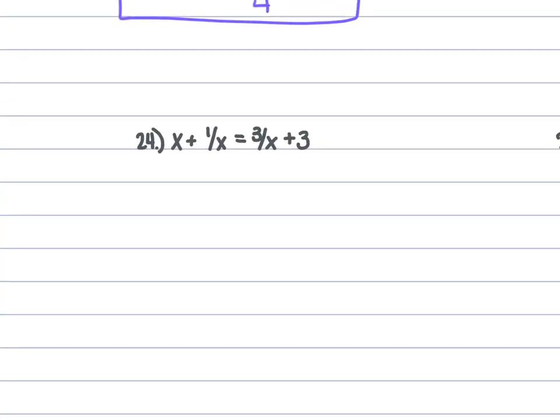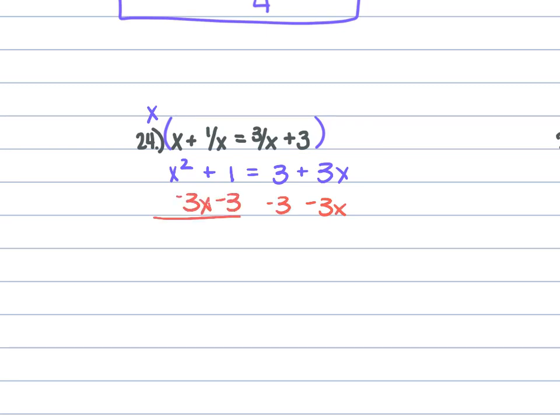For 24, we have x plus 1 over x is equal to 3 over x plus 3. So our least common denominator here is x, so we're going to multiply everything by x. So we're going to have x squared plus 1 is equal to 3 plus 3x. We're going to move the 3x over by subtracting it. We're also going to move the 3 over by subtracting it. So this is going to leave us with x squared minus 3x minus 2 is equal to 0.